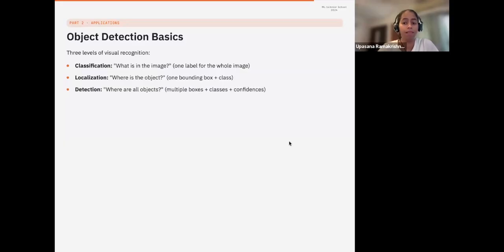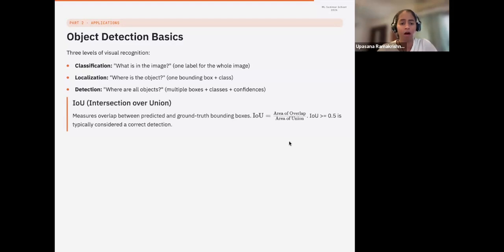And then the next one is detection, right? Where are all the objects? So you want to identify all the objects in the image, multiple bounding boxes, and classes, and then confidence for each, and so on. Now, here IOU, intersection over union, measures the detection quality. So essentially the area of overlap divided by the area of union between your predicted box and the ground truth.